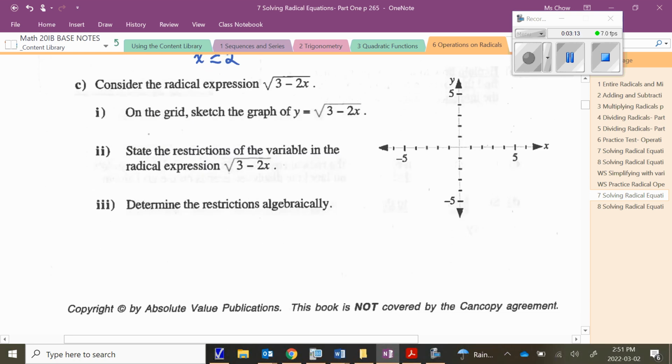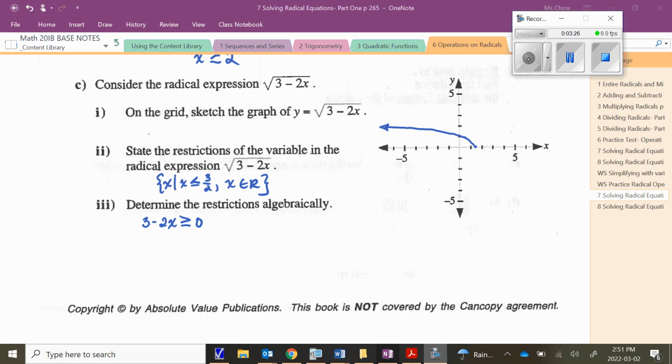Okay, let's do the same thing for part C then. Go ahead and hit pause and sketch, state those restrictions, and also determine the restrictions algebraically. Okay, so we graphed it, and in fact, we're looking at it going in the reverse direction, so x is less than or equal to 3/2.